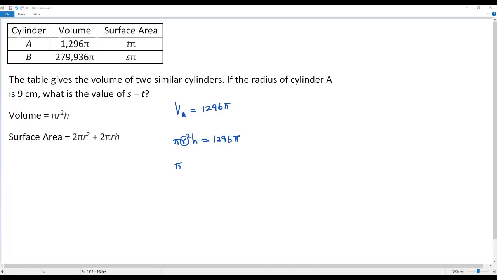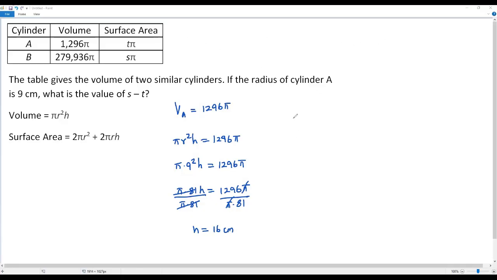Let me plug in 9 for this r over here, then I'm getting pi times 9 square times h equals 1296 pi. Then 9 square is 81, that is pi times 81 times h equals 1296 pi. Let me divide both sides of the equation by pi times 81. Here pi times 81 will cancel out. I'm getting h on the left side, and pi will cancel out. When I divide 1296 by 81, I'm getting 16, that is 16 centimeters. Okay, now I got the height of cylinder A, that is 16 centimeters.